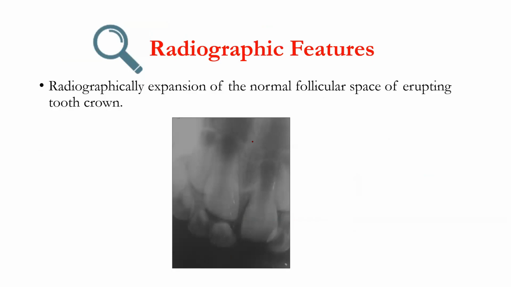Radiographically, there will be an expansion of the normal follicular space of erupting crown, as you can see here. Okay, so this is your deciduous tooth, and this is the erupting permanent tooth. In this case, it's an incisor. You can see that there is a slight expansion of the dental follicle surrounding the erupting tooth. The treatment is not required. You can just wait over and the tooth erupts on its own through the cystic cavity, and that's it. You don't have to do anything. But if in case it fails to do so, then a simple incision on top of the cyst will suffice as a treatment.